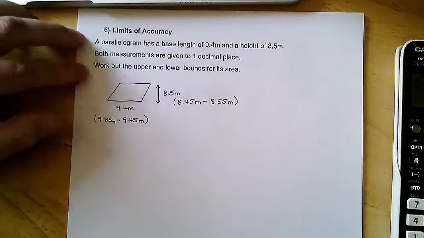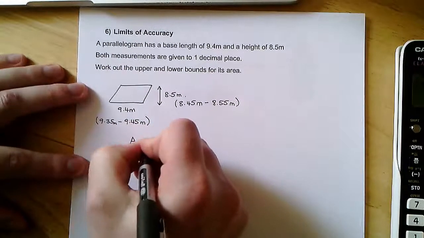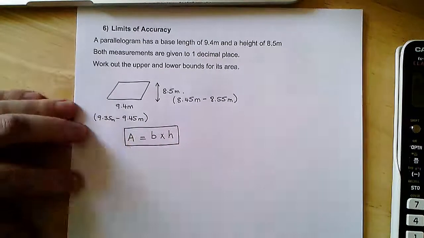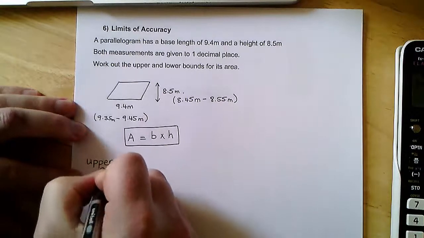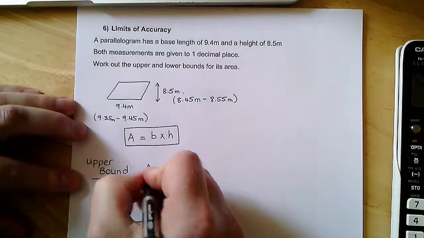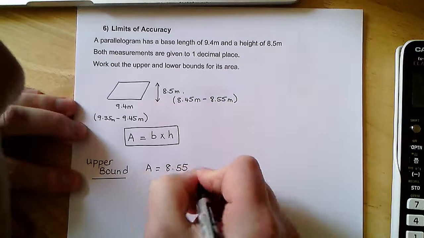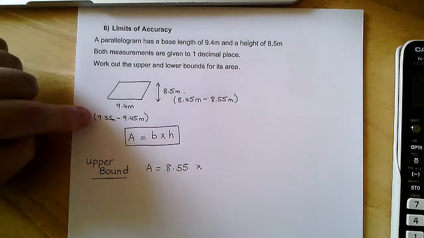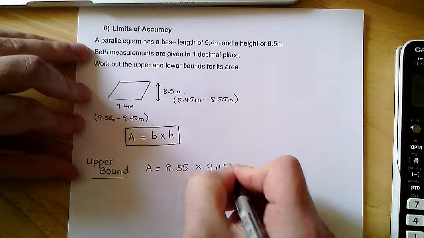So we're asked to work out the upper and lower bounds. Well, we know that the area is base times by perpendicular height. So if we're going to work out the upper bound, area is going to be the maximum possible height, which is 8.55 meters, multiplied by the maximum possible base, which is 9.45 meters.